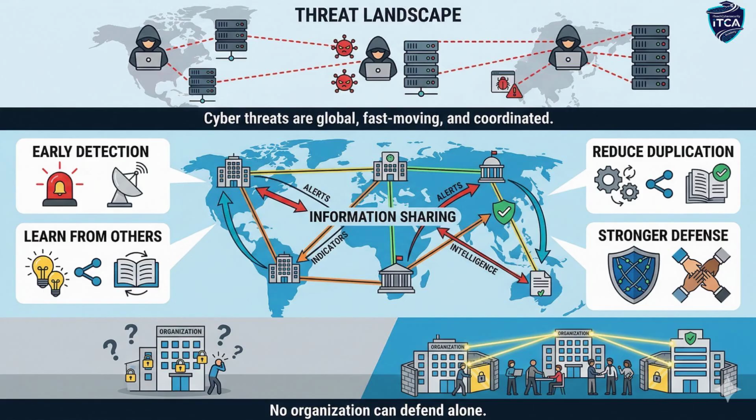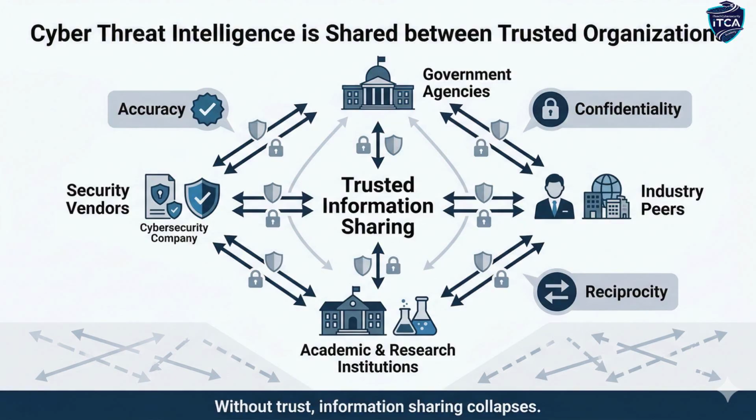Information sharing allows organizations to detect threats earlier, learn from attacks that happened elsewhere, reduce duplicated effort, and strengthen collective defense. Simply put, no organization can defend alone in today's cyber threat landscape. Information sharing commonly occurs among industry peers, government agencies, security vendors, and academic or research institutions.